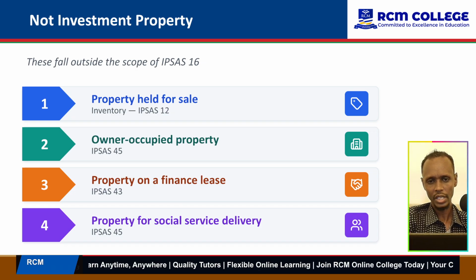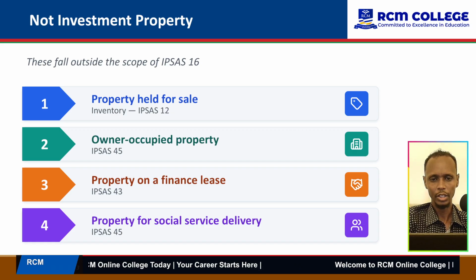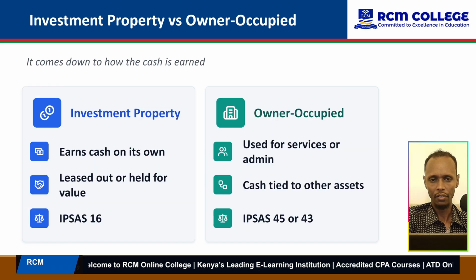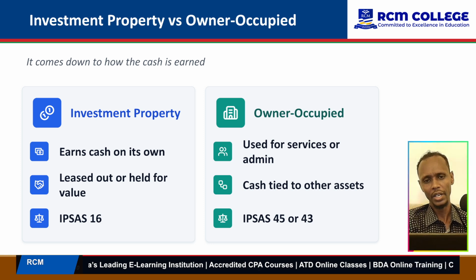So what will fall outside the scope? Property held for sale, that's inventory. Owner occupied property, that is under IPSAS 45, property, plant and equipment. Property on finance lease, that is IPSAS 43. Property for social services, that is IPSAS 45.